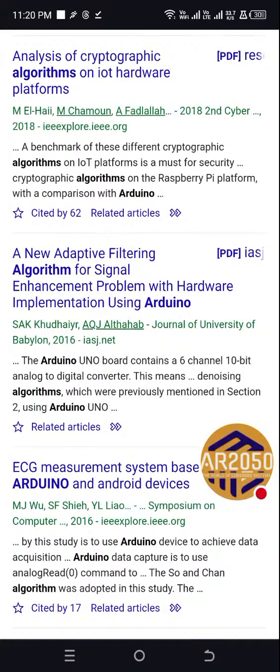Today's topic is not IoT, Internet of Things. A new adaptive filtering. Well, adaptive filtering is also a topic of digital signal processing. So yeah, we have to talk about that.